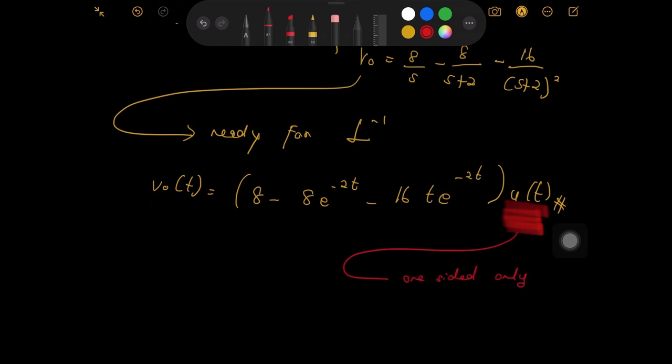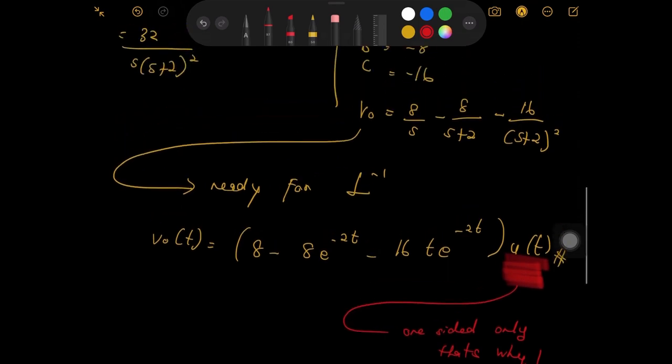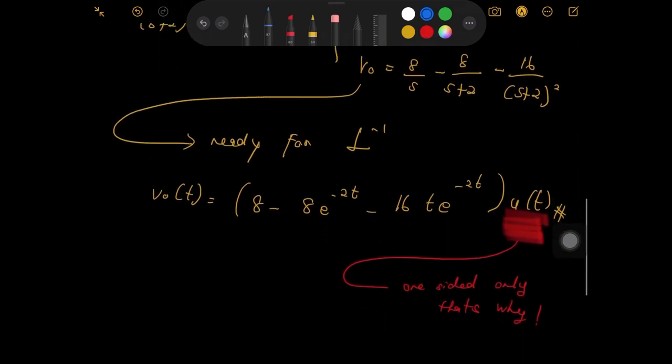Why is it called a one-sided Laplace transform? Because in transforming from the time domain into the Laplace domain, the integration that we do is from 0 to positive infinity. Remember that.